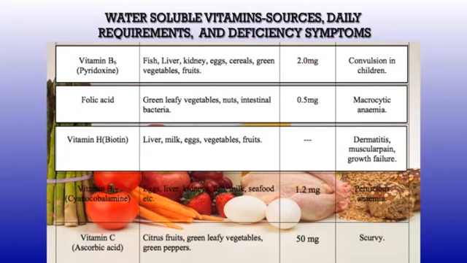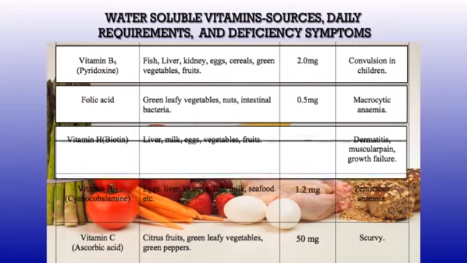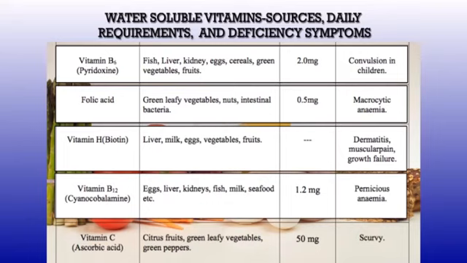Next vitamin is vitamin H; sources are liver, milk, eggs, vegetables, fruits. Its deficiency causes dermatitis, muscular pain, growth failure. Next vitamin, that is vitamin B12, and the important sources are eggs, liver, kidneys, fish, milk, seafood, etc. And the daily requirement is 1.2 milligram. Its deficiency causes pernicious anemia.